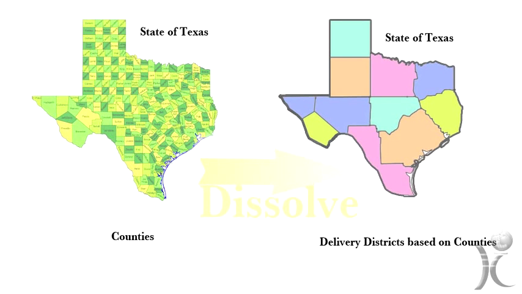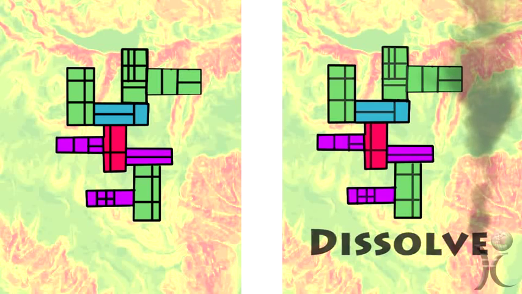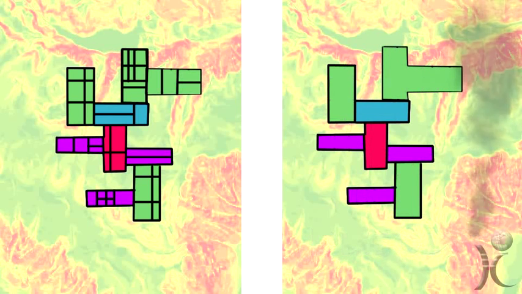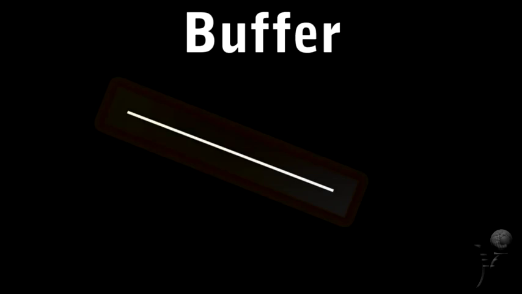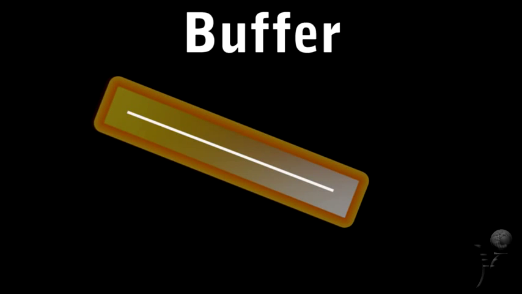In the dissolve operation, aggregate items that have the same value can be grouped together. Typically, the dissolve results in a less detailed data set as compared to the original data set that was used as input. The buffer operation generates a zone or a new area around an existing map feature.